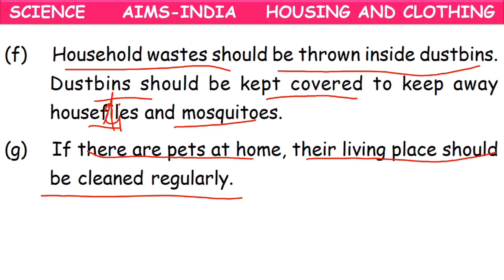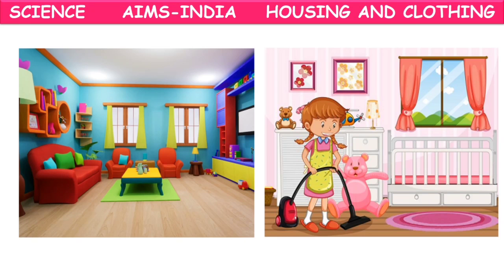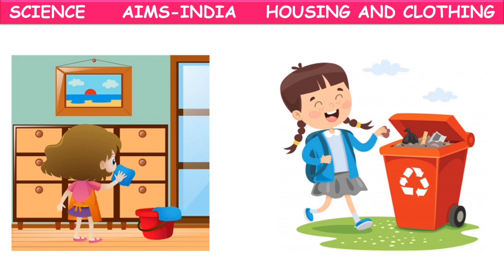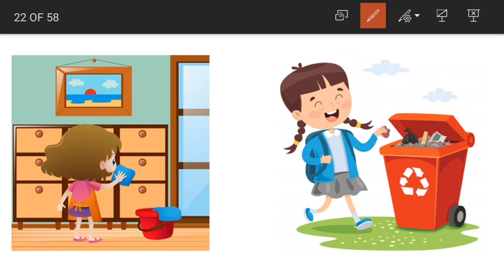Clear, children? Now see here, we have got different pictures of houses, where it is very neatly organized, so the things are in proper places. And see here, one girl is cleaning the floor with the vacuum cleaner. See, and another one is cleaning all the furniture, cupboards, and throwing the dust in the dustbin, which has got a cover again. This is the lid of the dustbin.